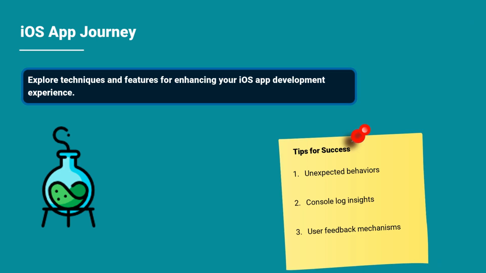Now, in terms of troubleshooting, if something doesn't work as expected, don't panic. Start by checking your console logs. They can give you hints on what's going on. Now, let's talk about enhancements. Consider implementing user feedback mechanisms to improve your app over time. Engaging with your users directly can reveal invaluable insights.